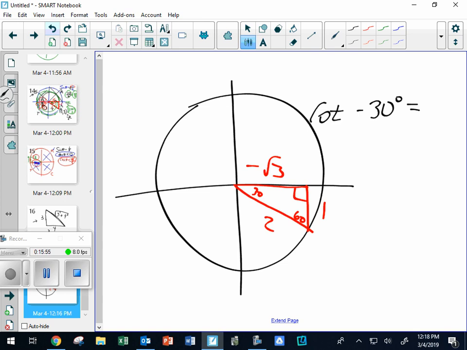Do I find the tangent first? Okay, so tell me what to do. Okay, tangent. Tangent is TOA, right? Opposite over. Oh, question or comment?